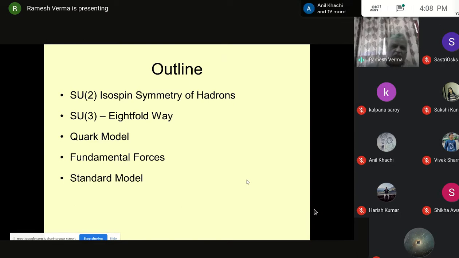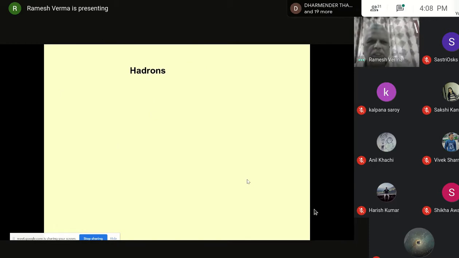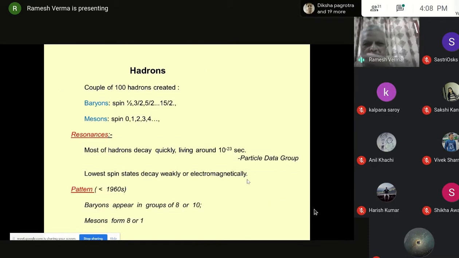So now in today's talk, I will go from SU2 to SU3 and how it was used to understand hadronic classification. And I hope I will have time to go to the quark model and other things. Otherwise, we will continue.